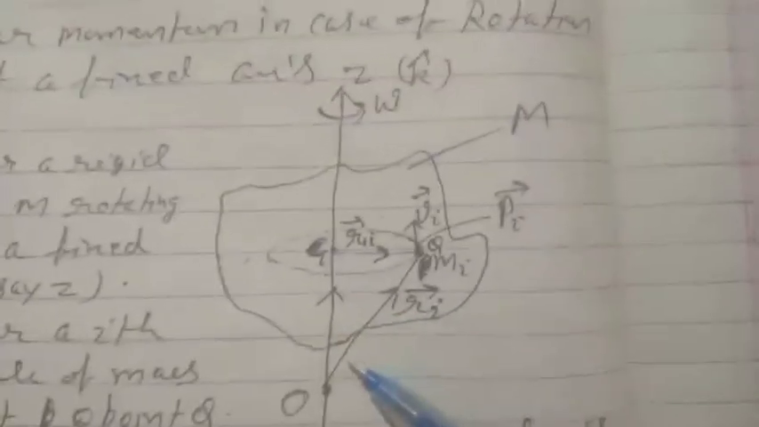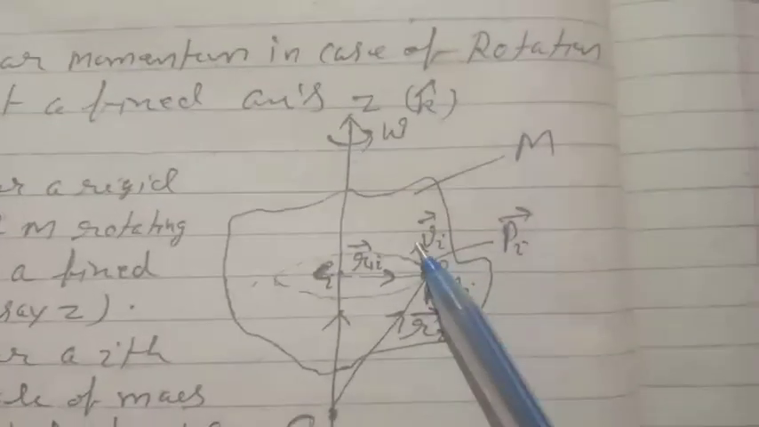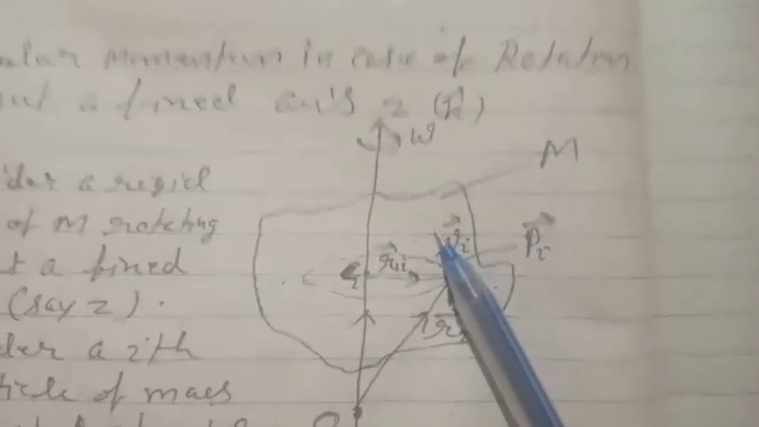The position vector of the particle is ri, and linear velocity is vi. Here you see that the position vector is ri and linear velocity is vi. Hence, linear momentum of the particle is pi equals mi into vi. Now, angular momentum of this particle about origin, Li vector equals ri cross pi.